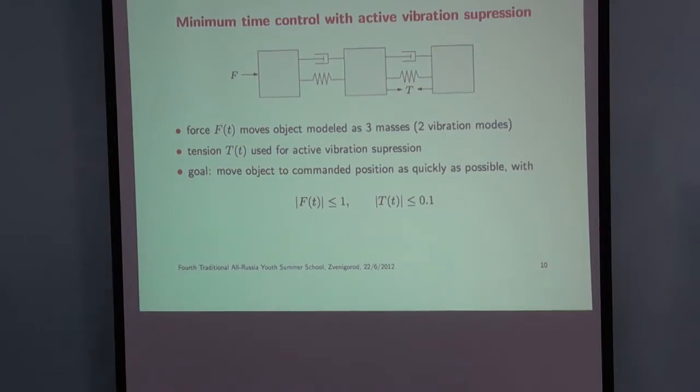There's a main force that moves the whole thing. That's this force, and then there's a tension that's much smaller applied in between two parts of it, and that's going to be for active vibration suppression, right? So this is actually a very good model of a sophisticated active positioning system, and these are used everywhere. They're used in disk drives constantly. All high-end disk drives use two-stage control. This is exactly what they do, right?